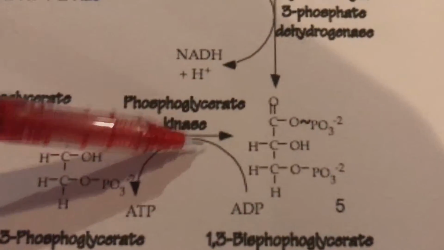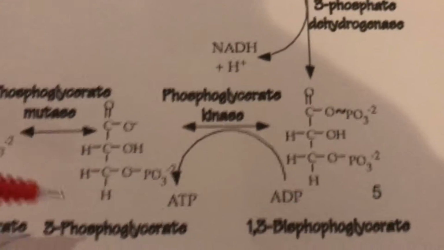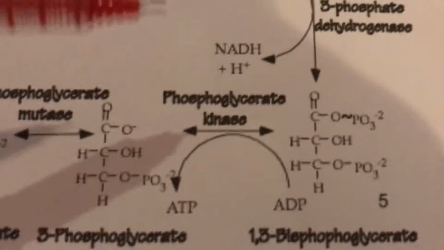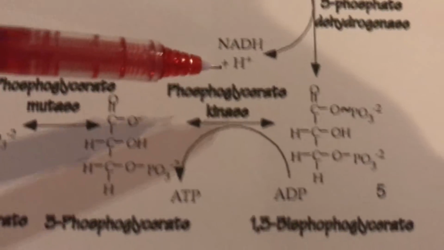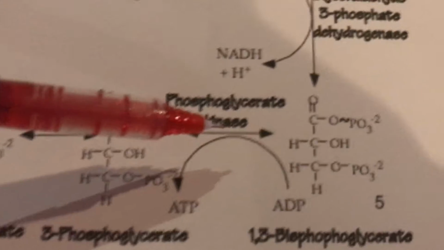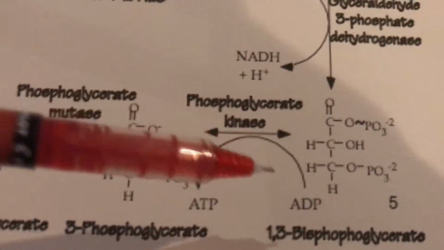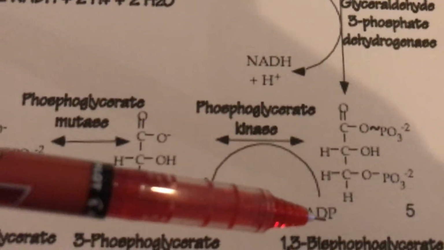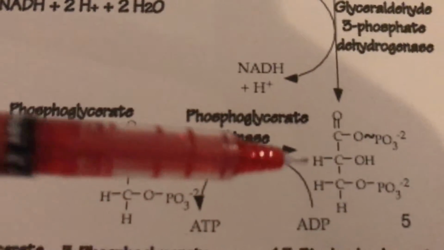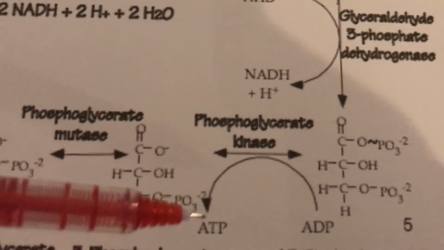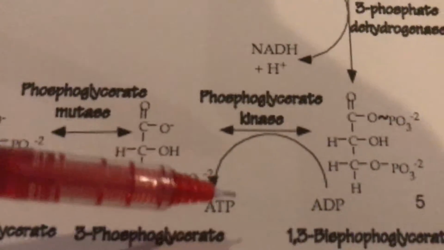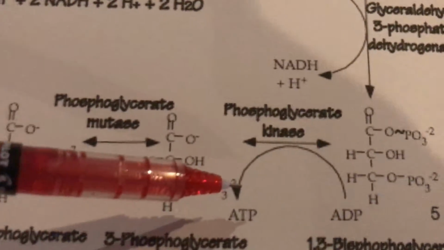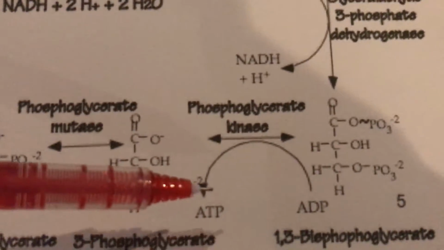And so then 1,3-bisphosphoglycerate becomes 3-phosphoglycerate via the enzyme phosphoglycerate kinase. But this time, ADP is being phosphorylated into ATP in order to form one of the ATPs that normally is formed during glycolysis.